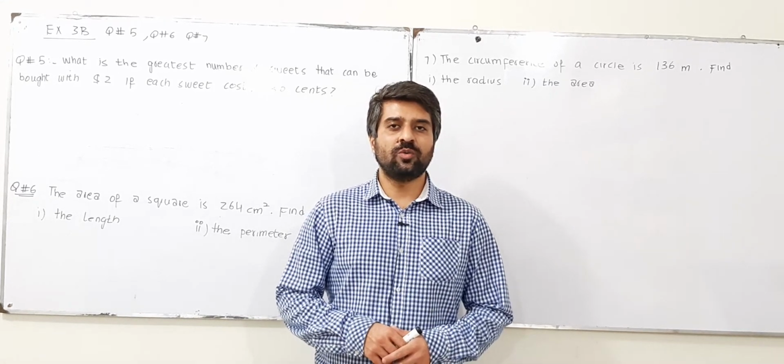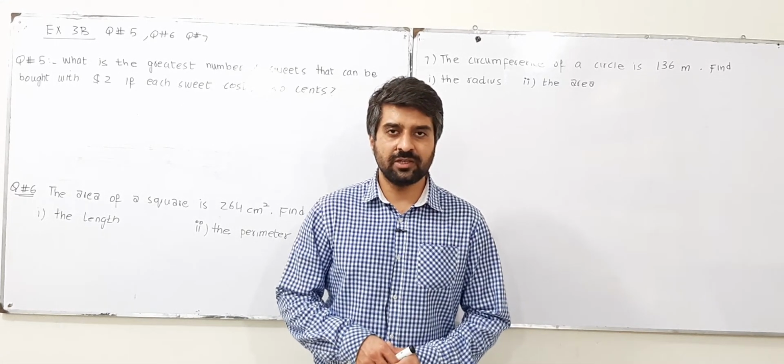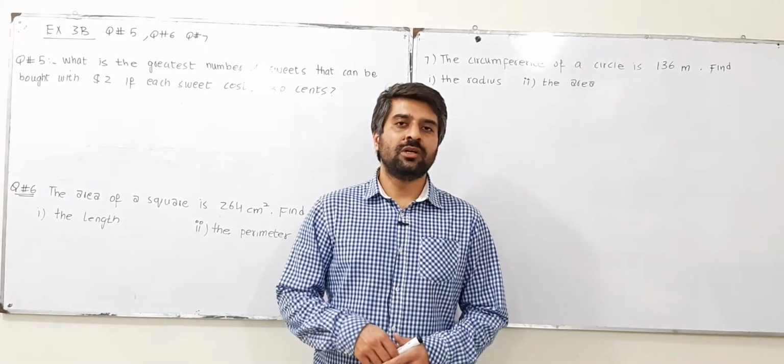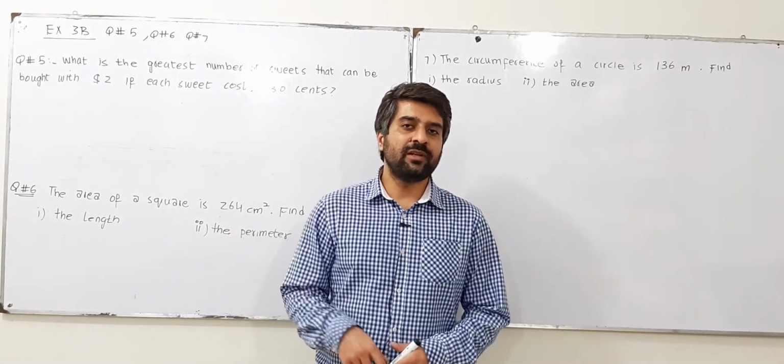Today we are going to solve exercise 3B of D1 7th edition. Question number 5, 6 and 7 will be solved in this video. Previous questions are in the playlist of D1.